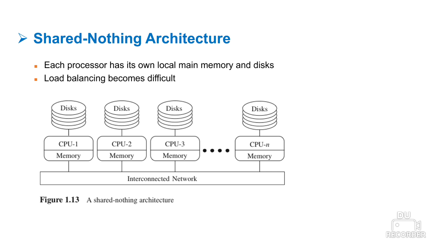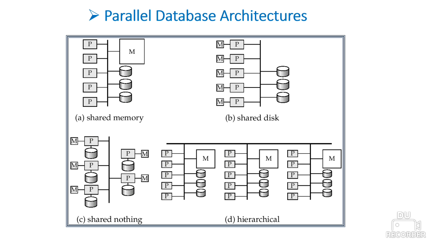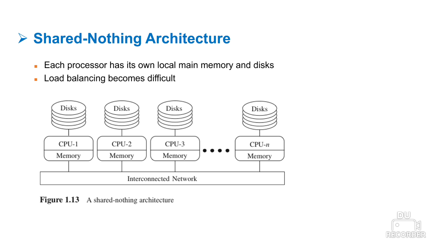So now shared nothing. I will go back to that slide. As you can see in figure C, shared nothing is shown. In this shared nothing, each processor has its own memory and its own disk. Each processor will not share its memory and its disk with other processors, so it is called shared nothing. Each processor has its own local main memory and disks.